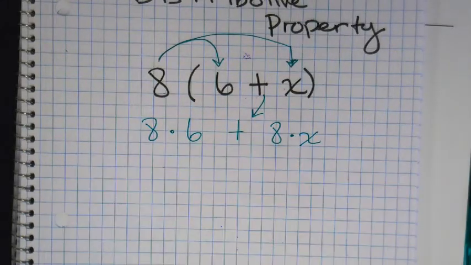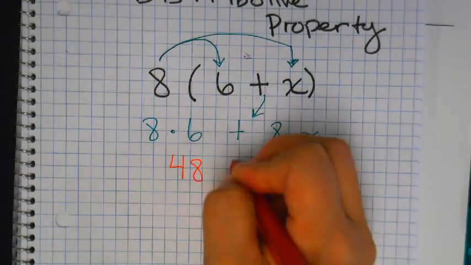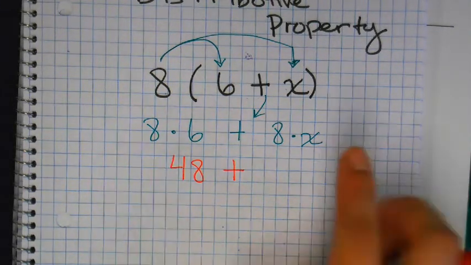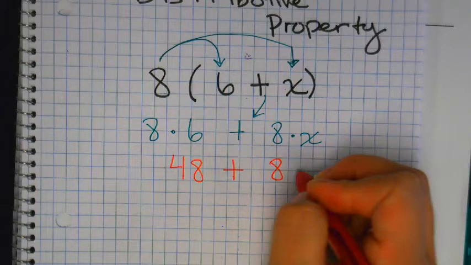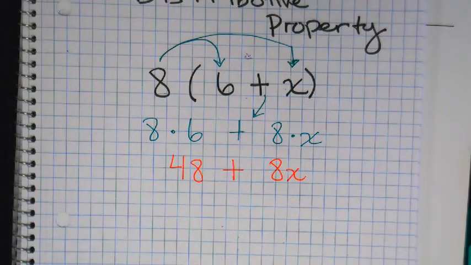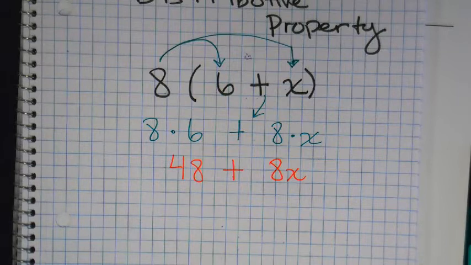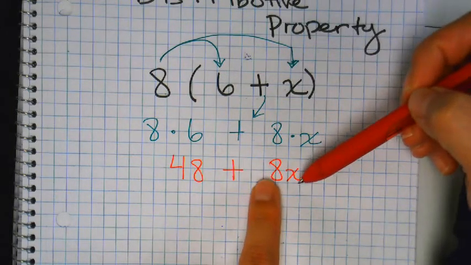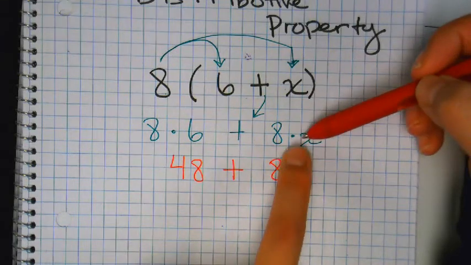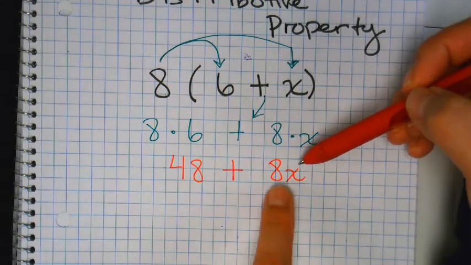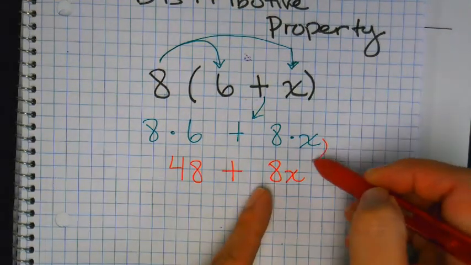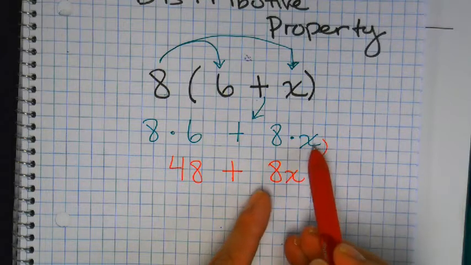So then we do the math. 8 times 6, 48, plus 8 times x. 8x. Here's how you write this answer. 8x. You squish it together. Okay? In algebra, when a number and a letter, a variable, are together, it's multiplication. We don't write the dot. This is like showing work. We don't write the dot. We don't write, obviously, the x for multiplication. We just squish it together. This is the answer to this. 8 times x is 8x.